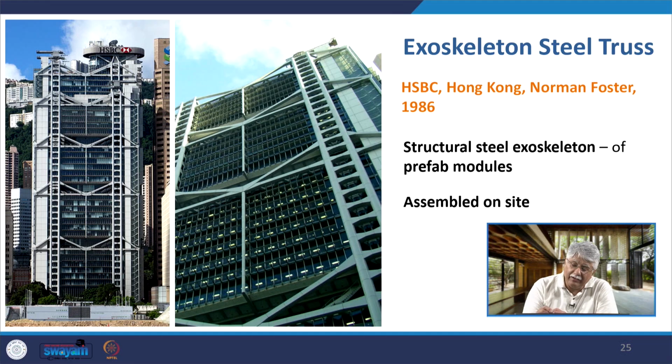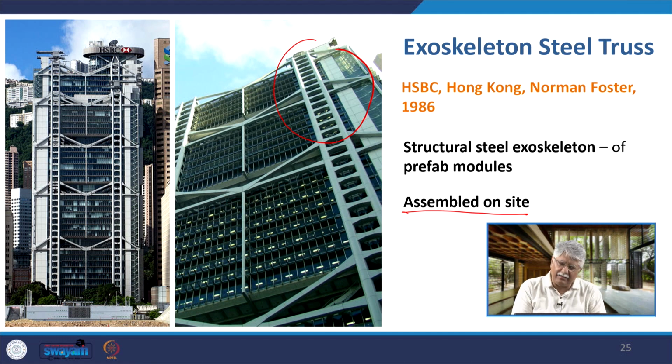This has a structural steel exoskeleton, a skeleton which is on the outside of the building. For humans, for example, we have an endoskeleton, our skeleton is within, but certain insects have the skeletal system outside their body, and that is called an exoskeleton. So, any building like HSBC which has a structural system on the outside of its body is an exoskeleton.